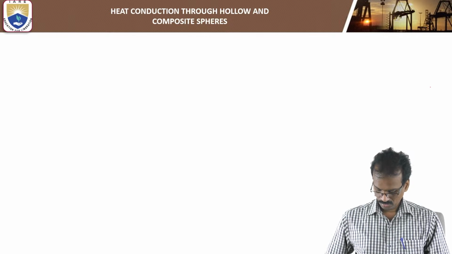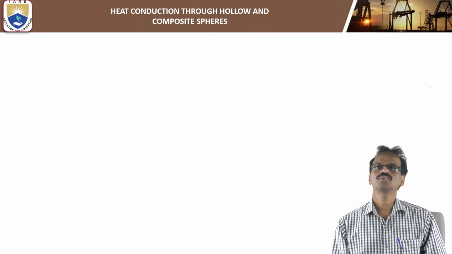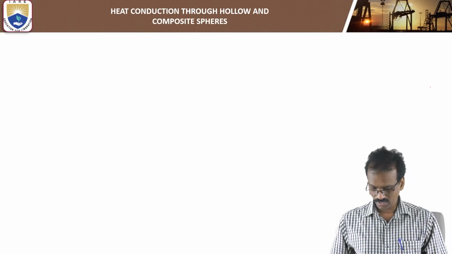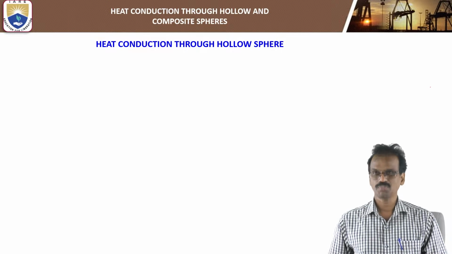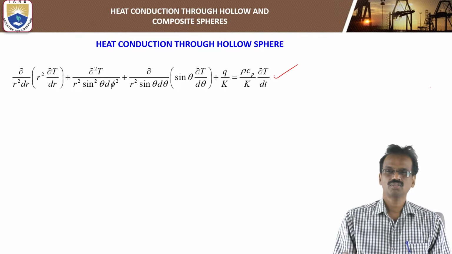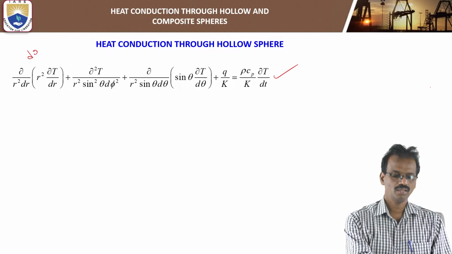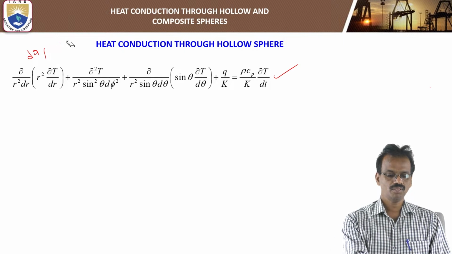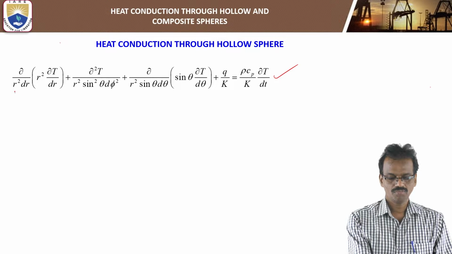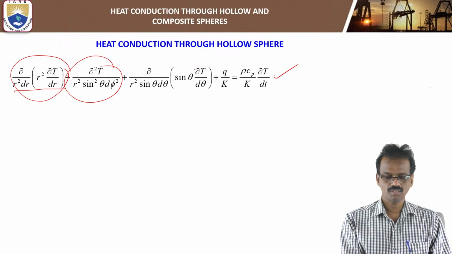We know that in the previous class we derived the general heat conduction equation in the spherical coordinate system. We'll see the heat conduction through the hollow sphere first. Spherical means it is a three-dimensional body, so the formula is with respect to dr, r sin theta d phi, and r d theta. Here this part is with respect to r, this one is with respect to phi, and this one is with respect to theta.